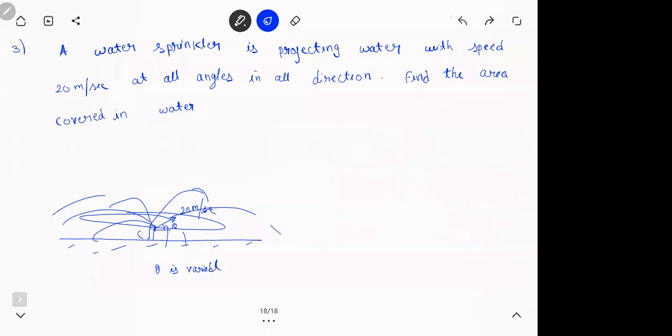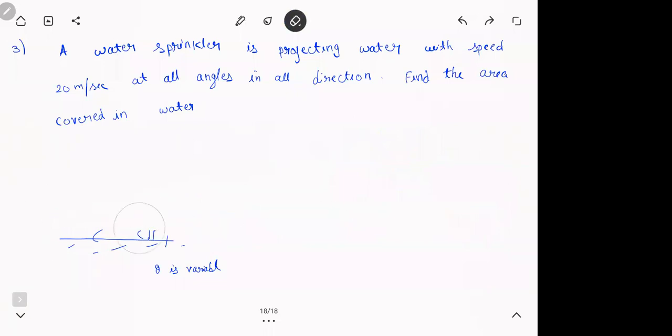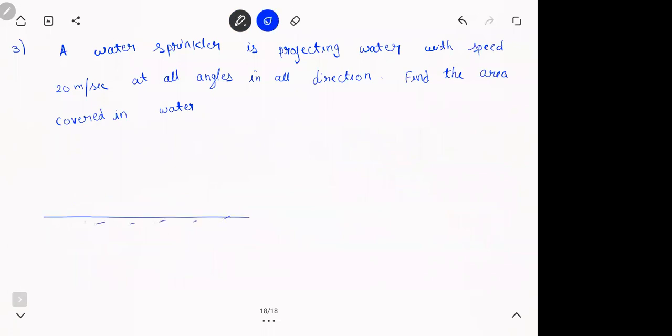If you have a garden and you want to make sure all the plants are getting watered, you need to have a sprinkler with a particular level of speed. Get it? Hope the question is clear. If you didn't get it, please ask me, I'll explain again. In this case, speed is constant, angle can change.